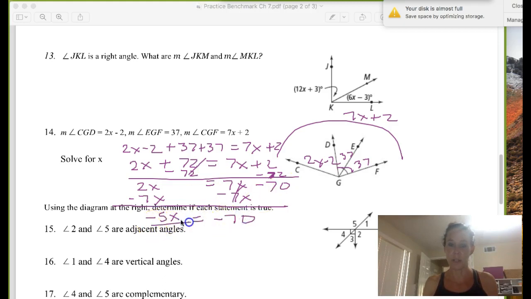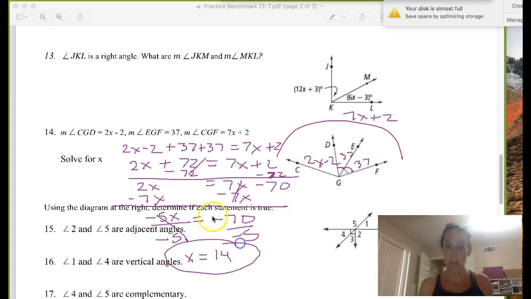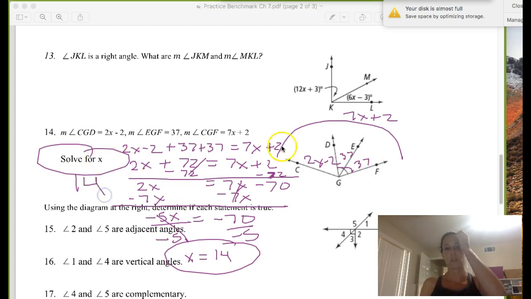Now to solve for x by itself, I divide by negative 5 on both sides. And that's going to leave me with x equals a negative divided by negative is a positive, and 70 divided by 5 is 14. So I've solved for x. That's all they asked me to do here is solve for x. So your solution is 14. If it asks you to find the measures of the angles, then you go plug this in. You already know these two, but that's all it asked you for this one.